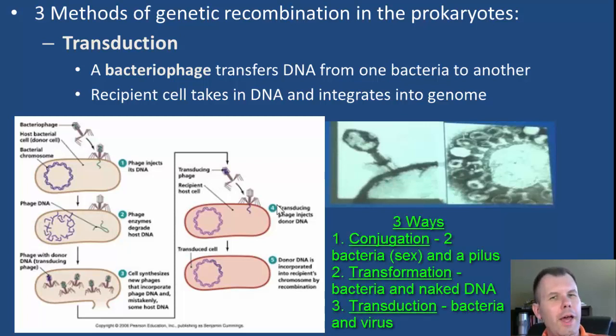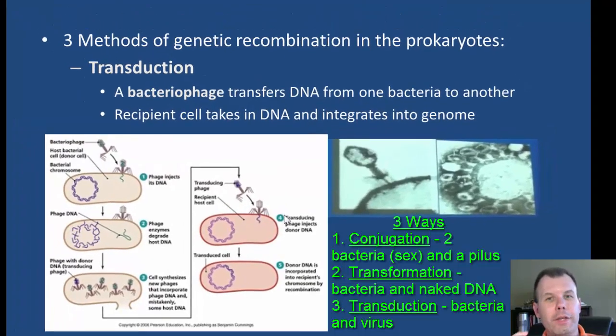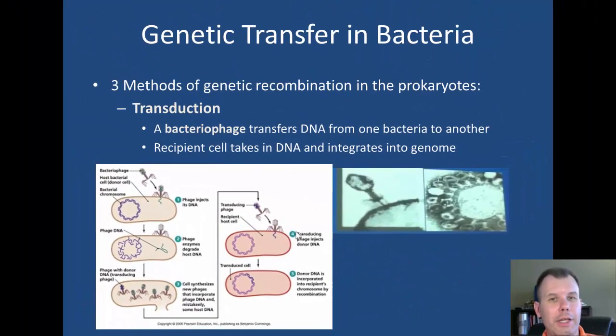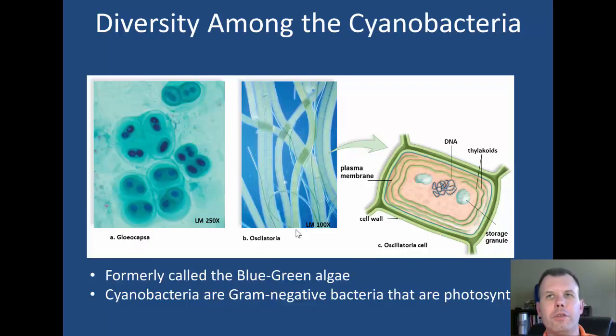So for the test, make sure you know all three. Know conjugation, which I call bacterial sex, which is basically two bacteria and a pilus. Transformation, which is basically the uptake of naked DNA by the bacterial cell. And transduction, which is basically one bacterial cell getting infected with a virus and getting DNA from that virus particle. And so those are the three ways that we get transfer.